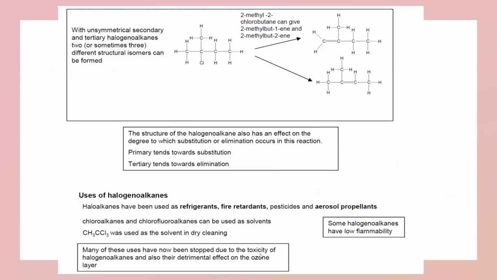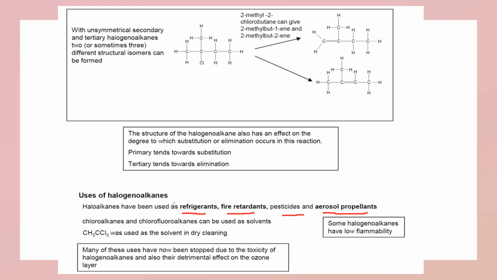Then the uses of the halogen alkane. This is the same thing. If you have an unsymmetrical halogen alkane, then this might result in the formation of different types of alkene. The uses of halogen alkane: they are used as refrigerant, fire retardant, pesticides, aerosol propellant.